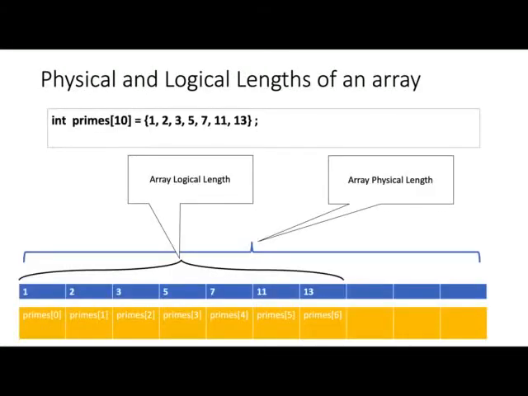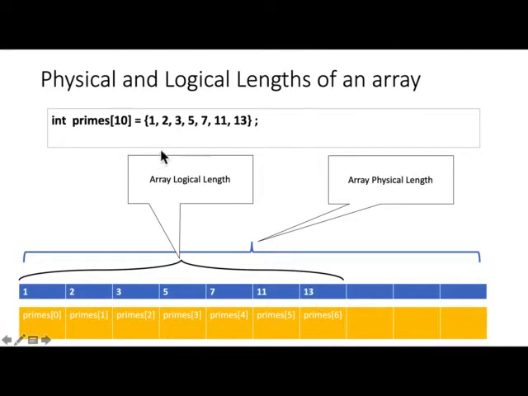So here's our code. I have prime numbers here. So I declare an array called int primes, capacity for 10, but then I'm putting only 1, 2, 3, 4, 5, 6, 7 prime numbers in there. These are all prime numbers. So my array is going to look like this. Primes 0 contains 1, primes 1 contains 2, primes 2 contains 3, primes 3 contains 5, primes 4 contains 7, and primes 5 contains 11, and primes 6 contains 13.